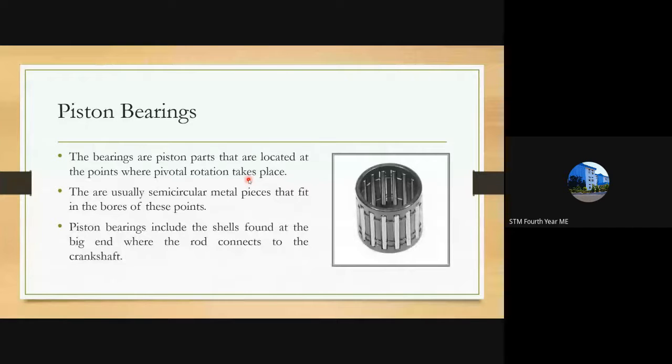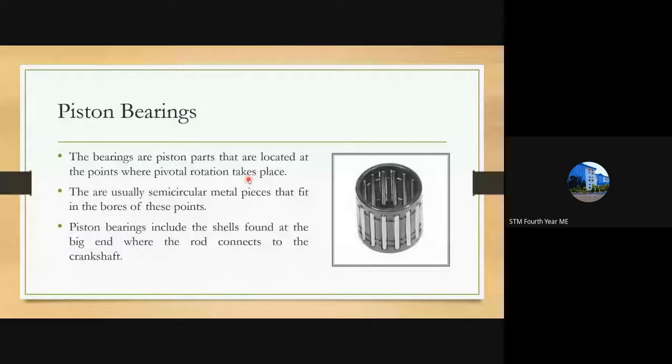The bearings are responsible for taking the wear, thereby protecting the engine material. So we are attaching a bearing to the pin or the connecting rod. This part will get worn out instead of the piston pin, the piston, or the connecting rod wearing out. This helps in bearing. These are usually semicircular metal pieces.